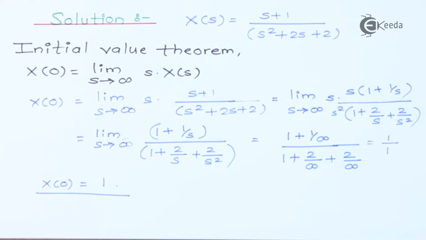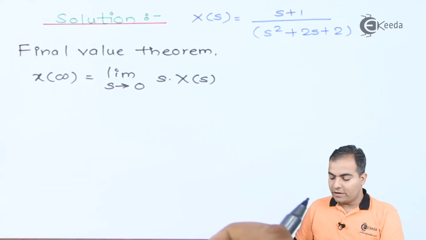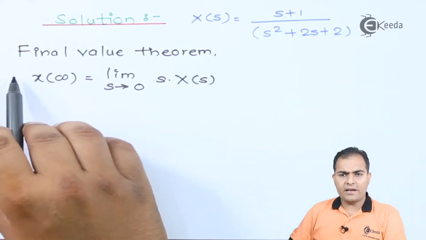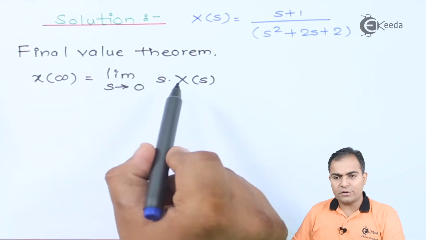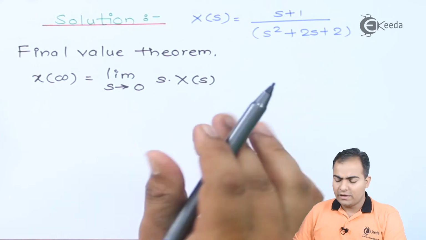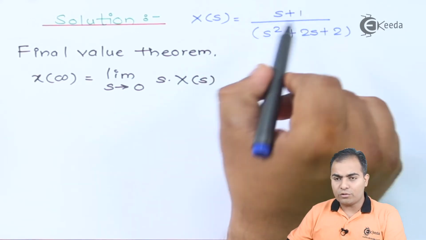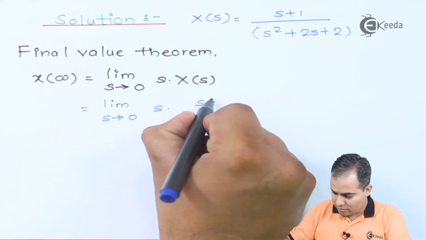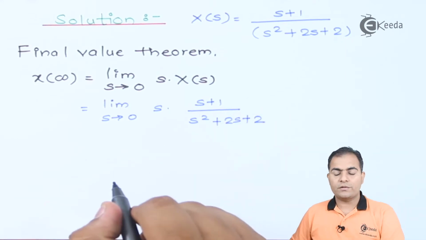Now, we will find out the next one, which is the final value of x of s. Let's see the procedure. Now, we'll find out the final value of function x of s. According to the final value theorem, a property of Laplace transform, x of infinity is limit s tends to 0 of s into x of s. That is our formula. Now, what I'm going to do is replace this x of s by the given question. Now, this is our question.